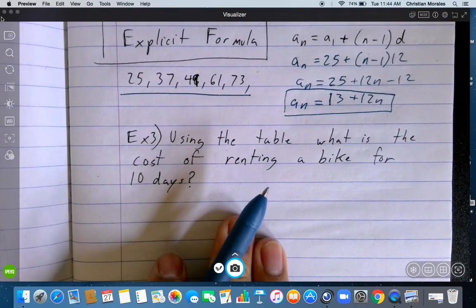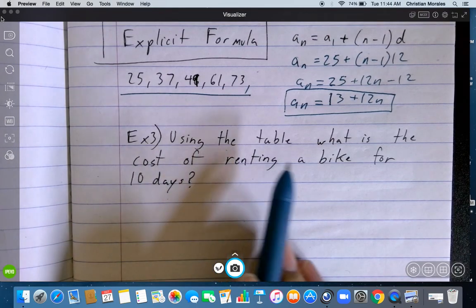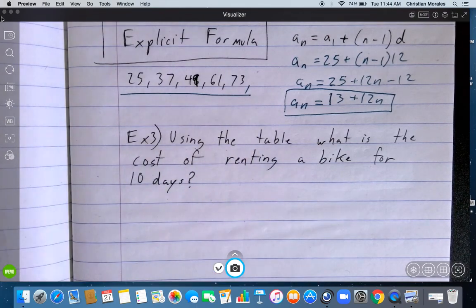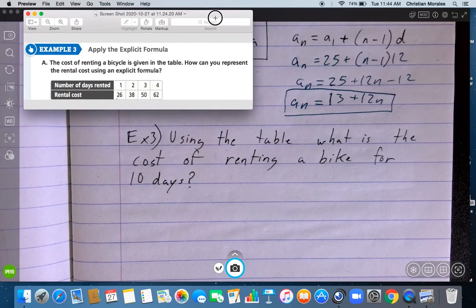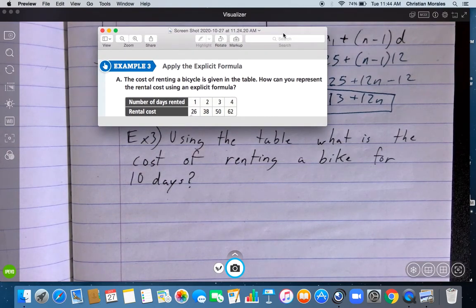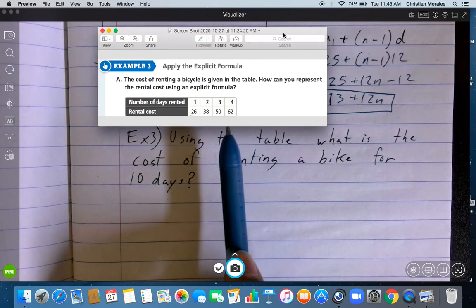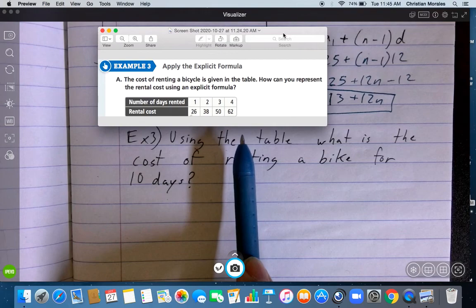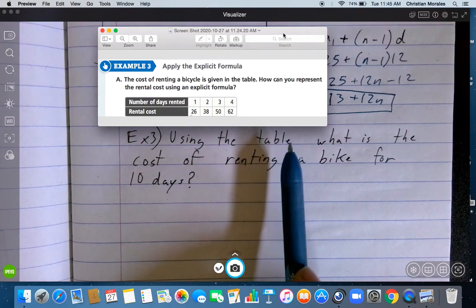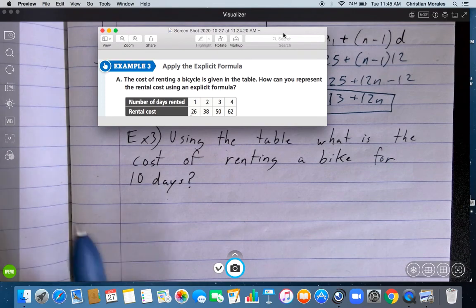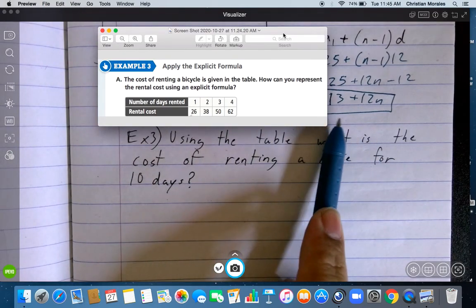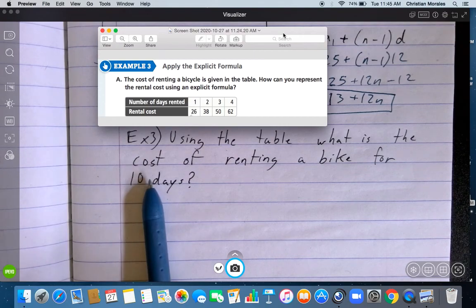Okay, so for example number 3, we're going to use a table. So using the table, what is the cost of renting a bike for 10 days? The reason I want to go with this one is because sometimes you'll see prices for like, stay a night, stay 2 nights, stay 3 nights. They'll give you prices for the first couple charges. Well, what if you want something long term? Traditionally, if you're at number 4, you'd have to go, okay, what is 5? What's 6? What's 7? What's 8? What's 9? What's 10? We don't have to do that anymore. If we use the formula like this, we can now find the cost of 10 days pretty quickly.